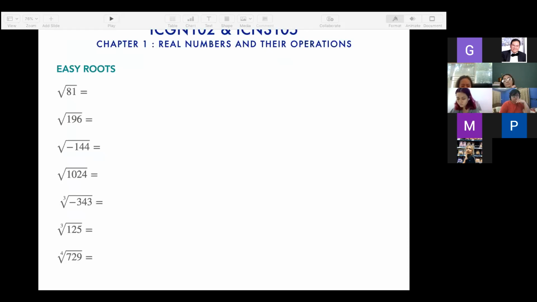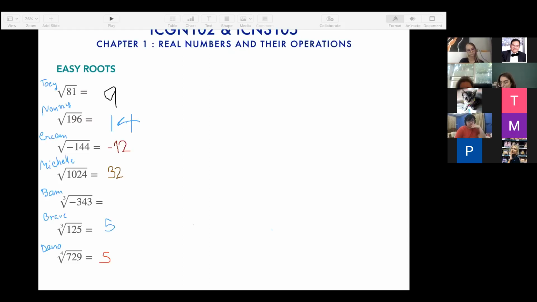How do we get this kind of values? Try not to use a calculator. Okay, time's up. Now let's see, Bam, please answer. If you have your answer already, just write it down. Now let's see the first one, for Toey.